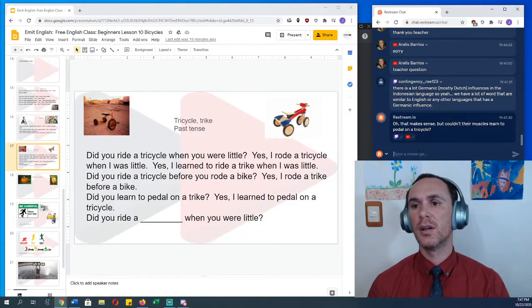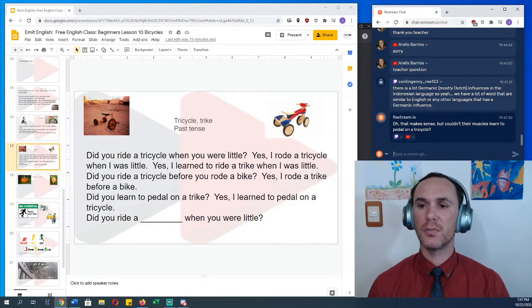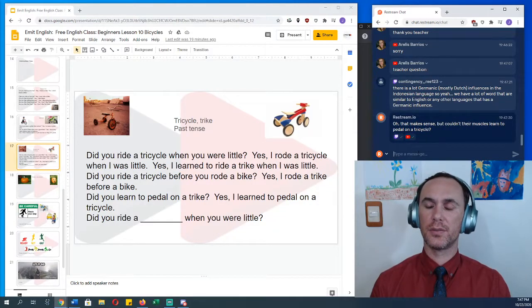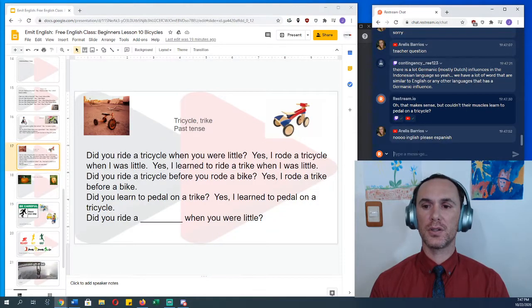Okay, yeah. No, that makes sense. So the Germanic roots would be very similar to English roots. At least there would be a lot of shared roots. Of course, Laura, what's your question? What is your question?